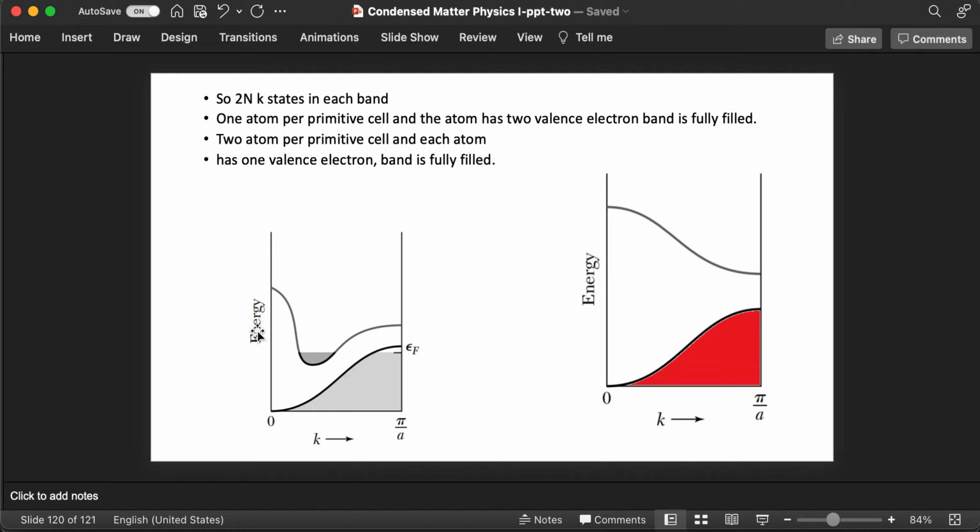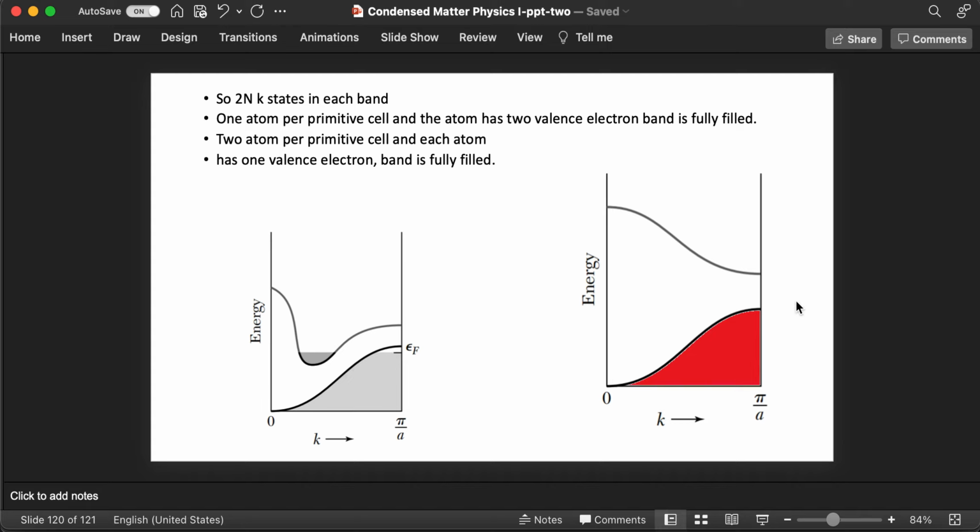Another example is, you have one atom per primitive cell, and each atom has 2 valence electrons. So what happens is, you have 2n electronic states in each band, but because there are 2 valence electrons for each atom, all the 2n states will be filled, and now the band will be fully filled.